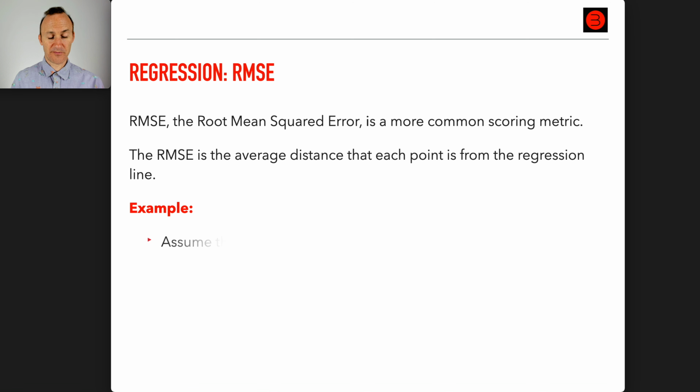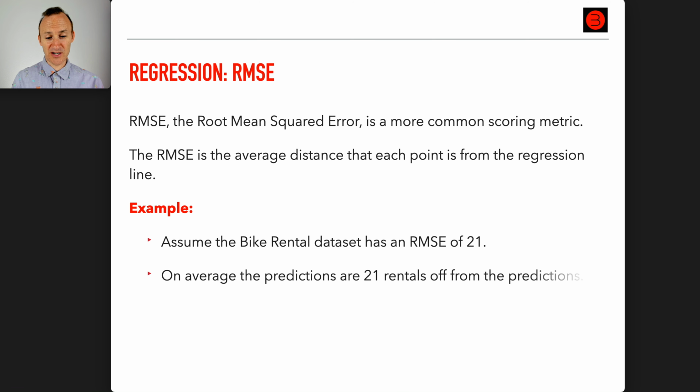Example. Assume the bike rental dataset has an RMSE of 21. Well, what does this mean? On average, the predictions are 21 rentals off from the actual values. So the RMSE has a very clear meaning, which is why it's popular for regression. In fact, I would say it is the norm.